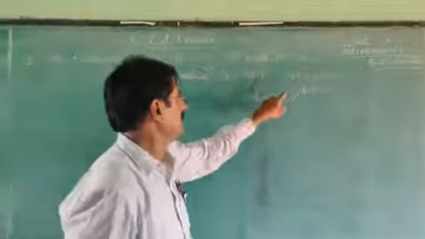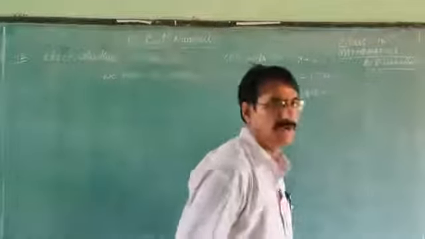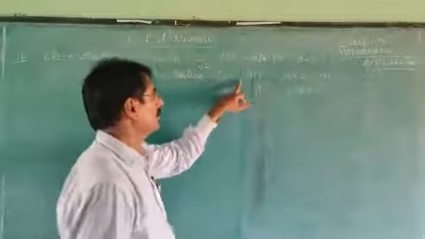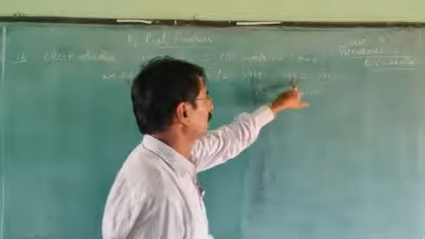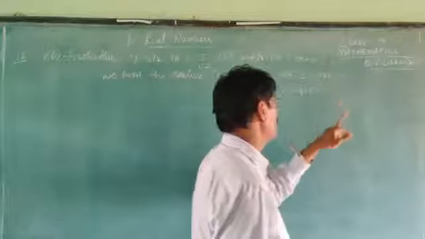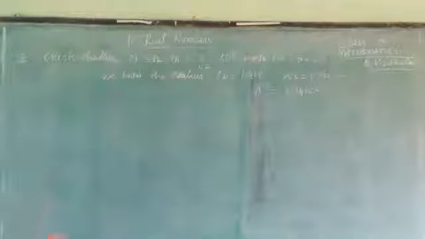Irrational numbers: when we change them into decimal form, we get non-terminating, non-recurring decimals. Root 2 value 1.414 and so on, root 3 1.73 and so on, pi value 3.1415 and so on. We know them. Coming to the sums one by one.